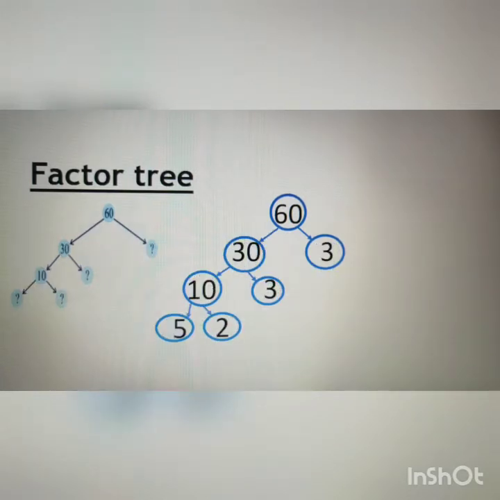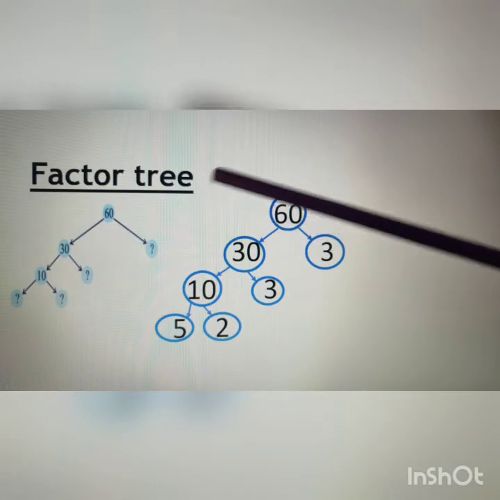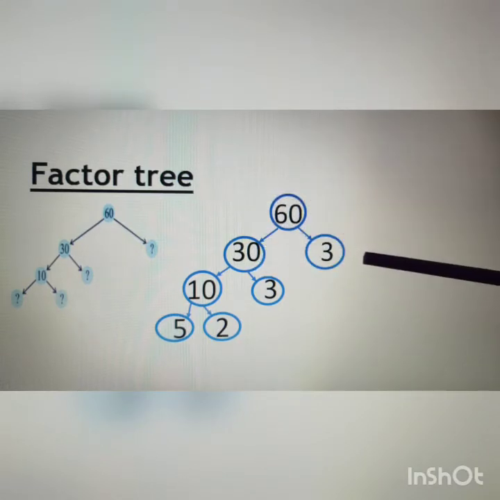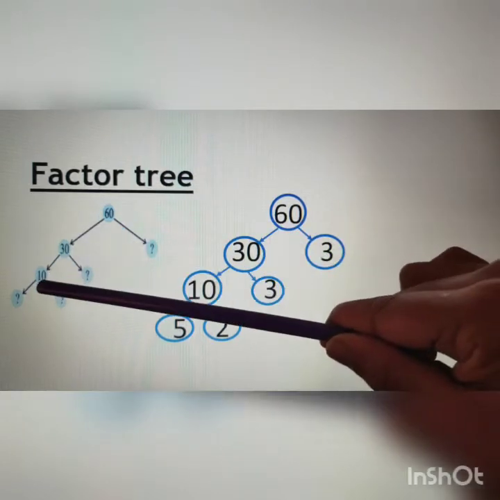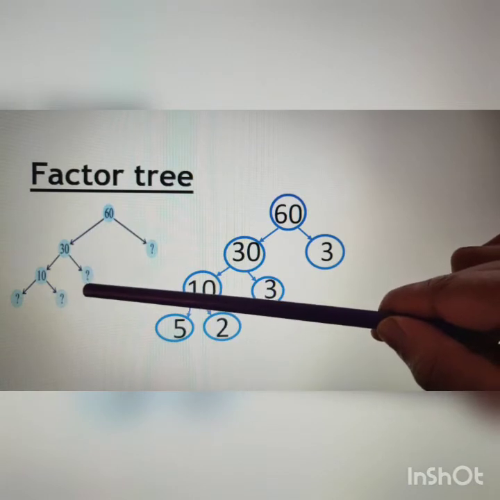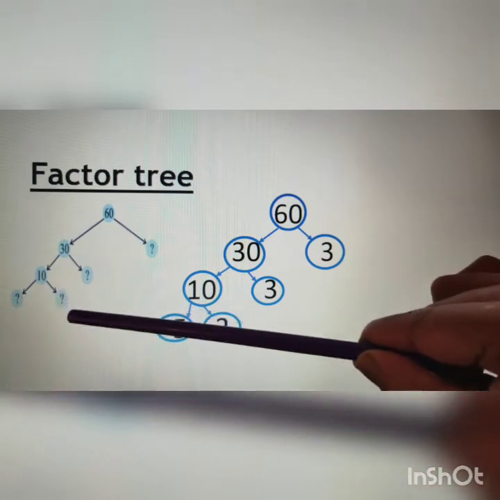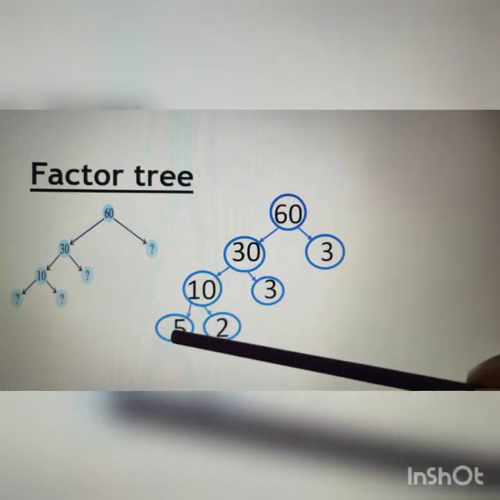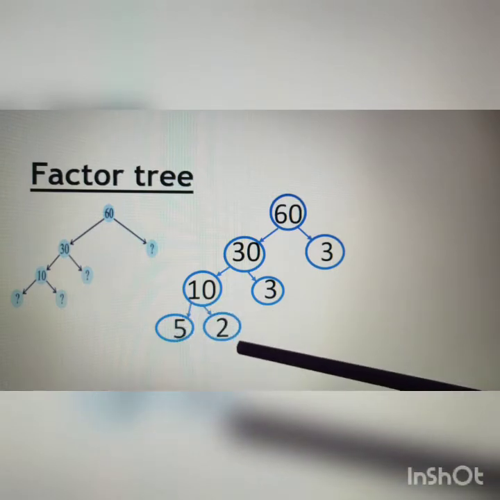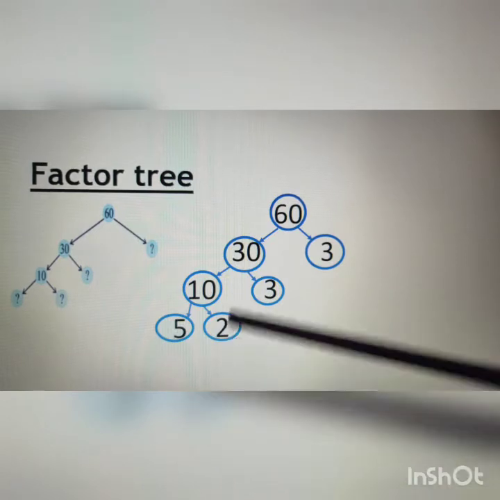Question B: below 60, 30 is given. We know 60 is equal to 30 into 3. Now below 30, 10 is given. We know 30 is equal to 10 into 3, so 3 will come here. Similarly, for the 10s marked with question marks, we have to find the prime factors, and 10 is equal to 5 into 2. We can write 5 and 2 here. Similarly, you can write 2 here and 5 in the second place also.